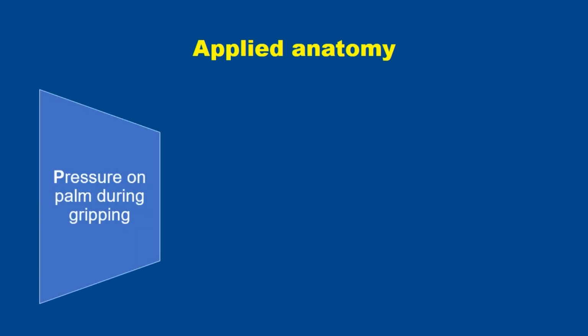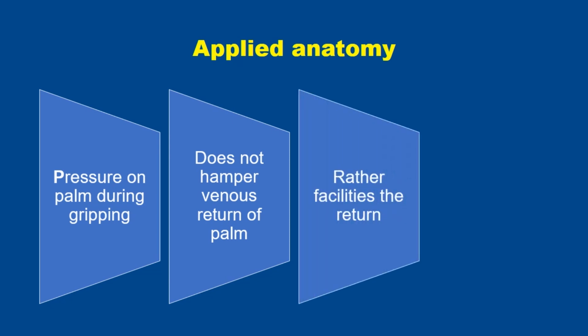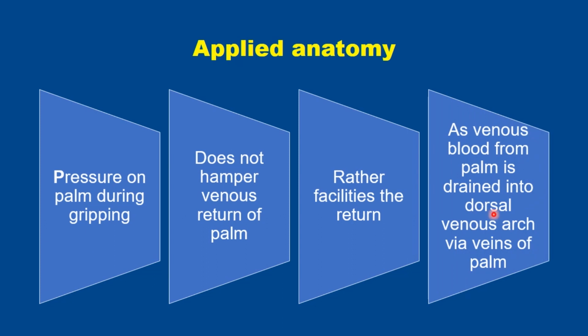Now the applied anatomy of the dorsal venous arch. The pressure on the palm during gripping does not hamper the venous return of the palm. Rather, it facilitates the return, as the venous blood from the palm drains into the dorsal venous arch via the veins of the palm.